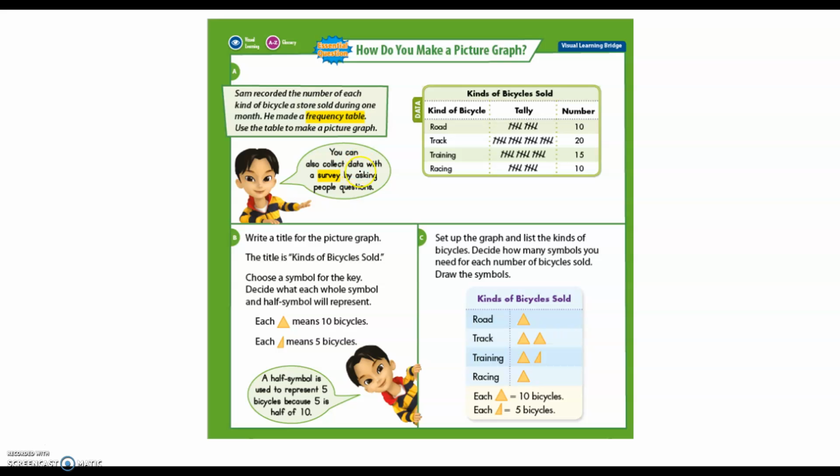You can also collect data with a survey by asking people questions. So maybe you want to make a picture graph about people's favorite food. So you might give them a survey asking them if they like pizza or tacos better.